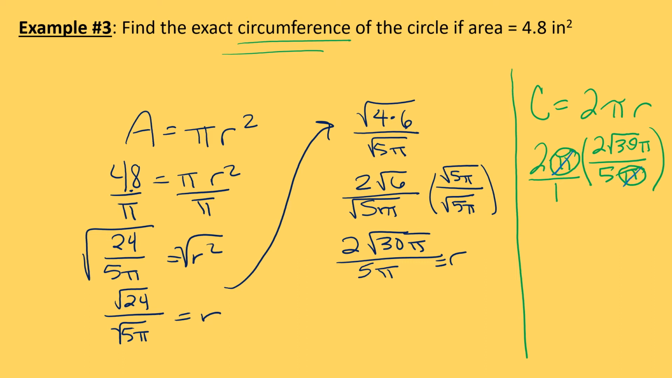In my numerator, 2 times 2 is 4. I cannot do anything with the square root of 30 pi. And in my denominator, I'm simply left with the 5. Because the units of my original problem was inches squared for area, that means my circumference is going to be in inches.